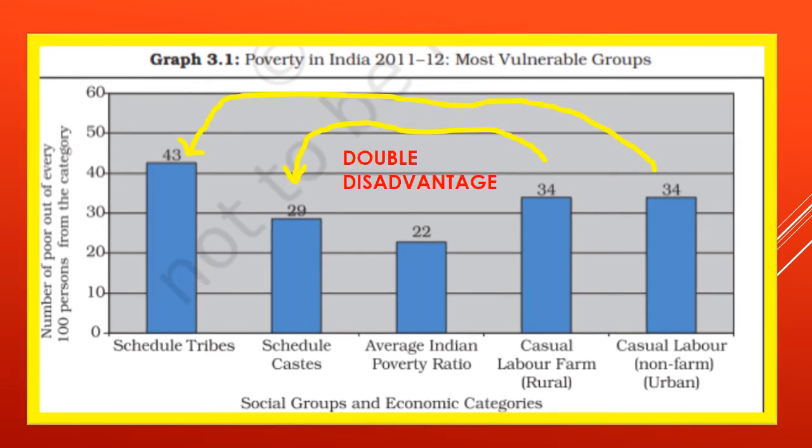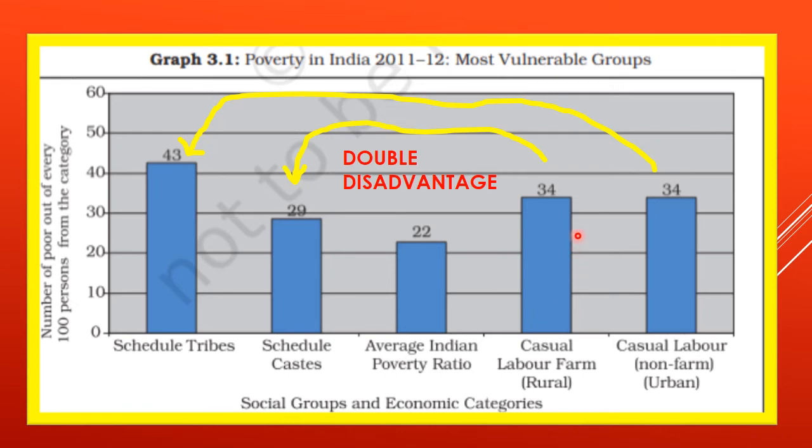Now we had discussed the most vulnerable groups, the social groups, the scheduled tribes and the scheduled caste, and the economic categories, the casual labor, farm laborers in the rural areas who are landless farm laborers, and in the urban areas who are casual laborers. Now there is a double disadvantage for the casual laborers in the rural areas, especially if he is a scheduled caste. Yes, if he is a scheduled caste, he is at a double disadvantage. People don't want to employ him because of his social status. They are considered below the Varna system, so it becomes very difficult for him to really earn money.